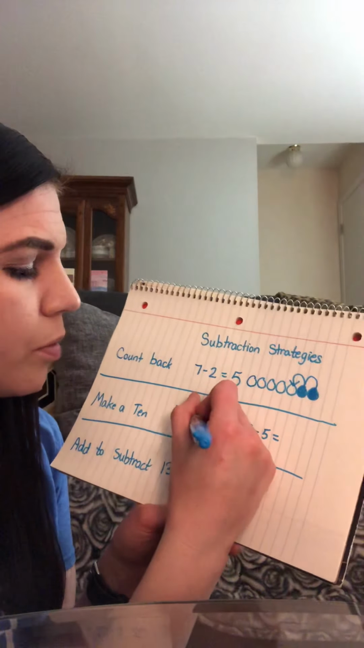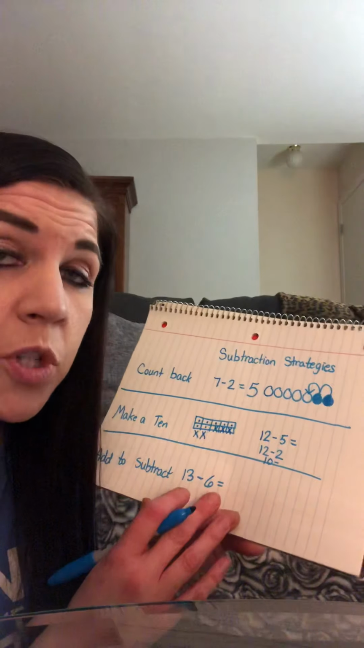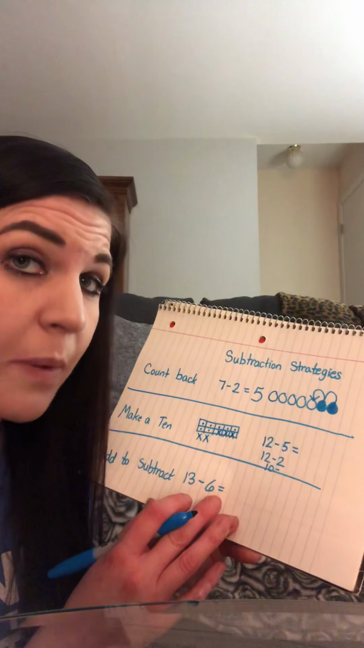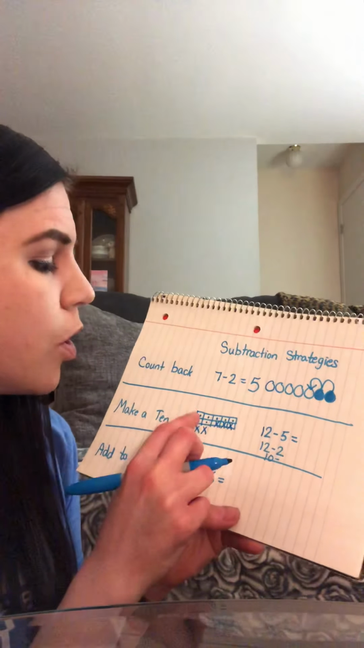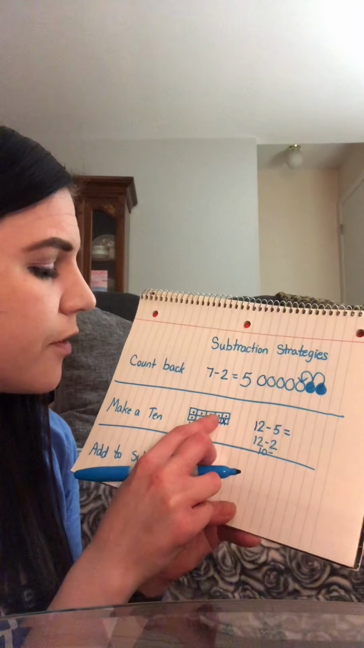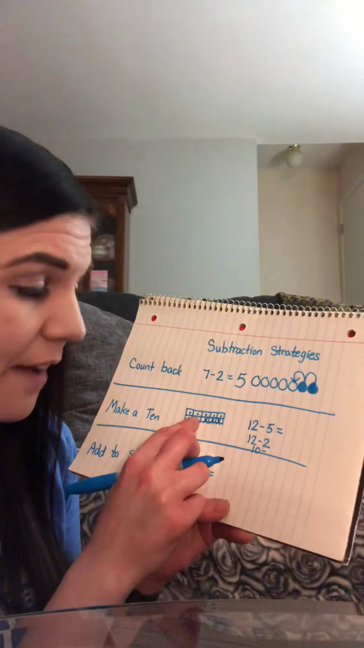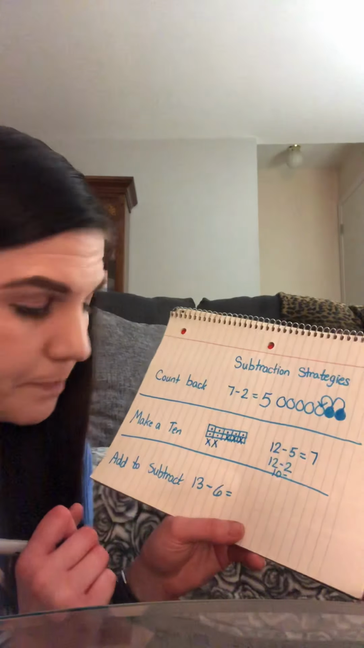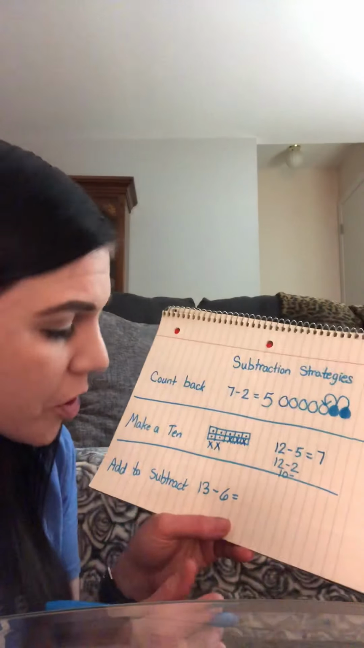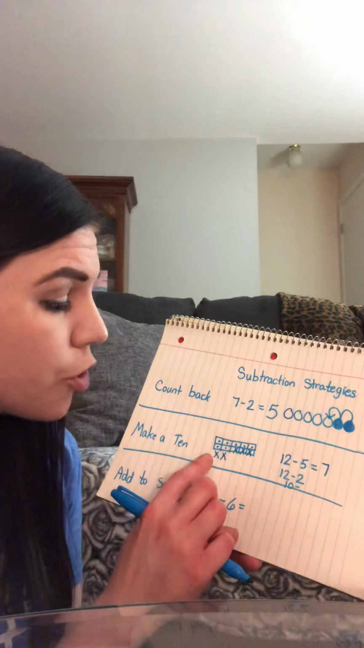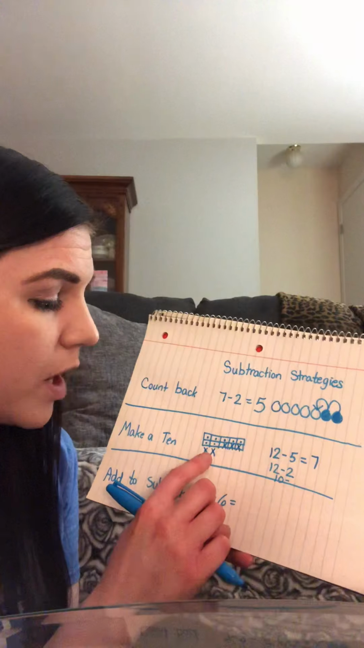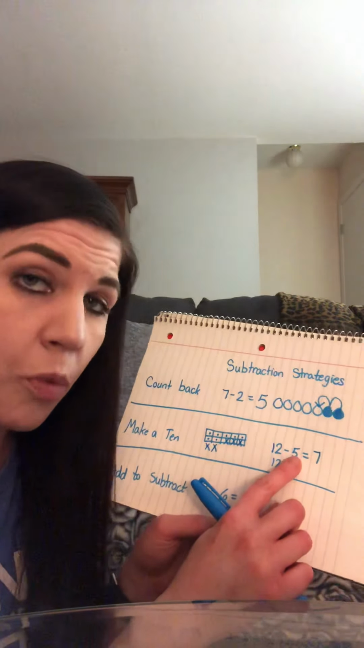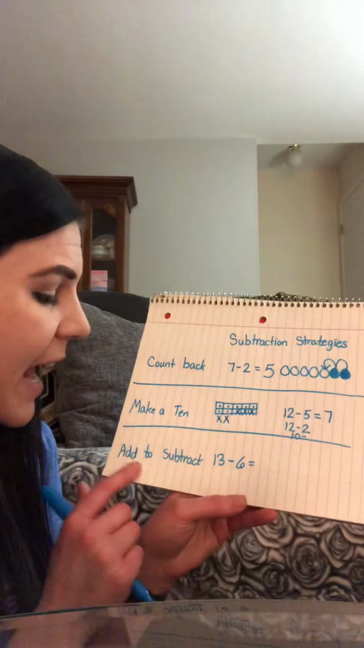1, 2, 3. The counters that are in my tens frame that are left are my answer to my subtraction problem. Let's count them. 1, 2, 3, 4, 5, 6, 7. So 12 minus 5 equals 7. I could also, if that's too confusing, just cross out my 5. As you can see, 1, 2, 3, 4, 5 are crossed out. Either way works.